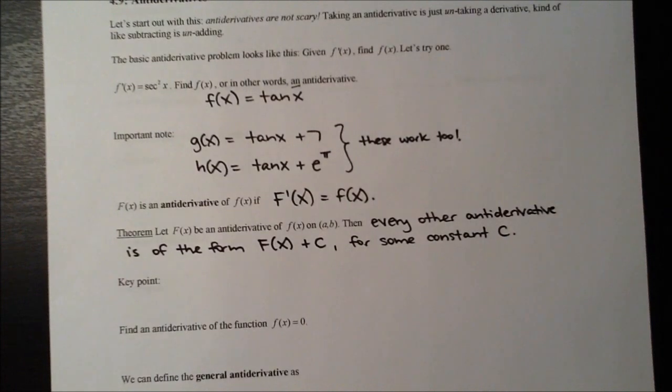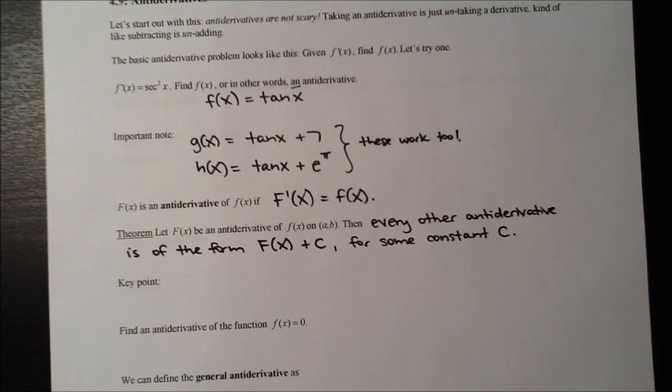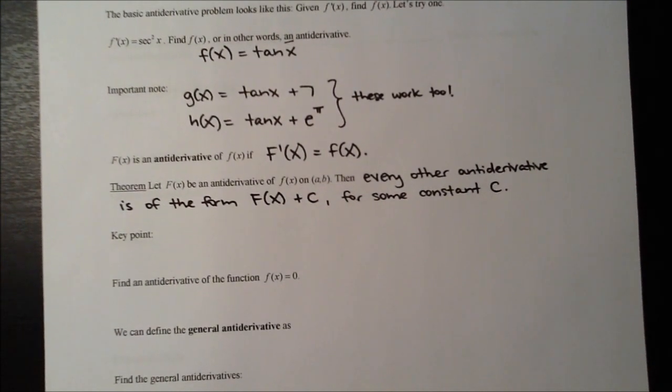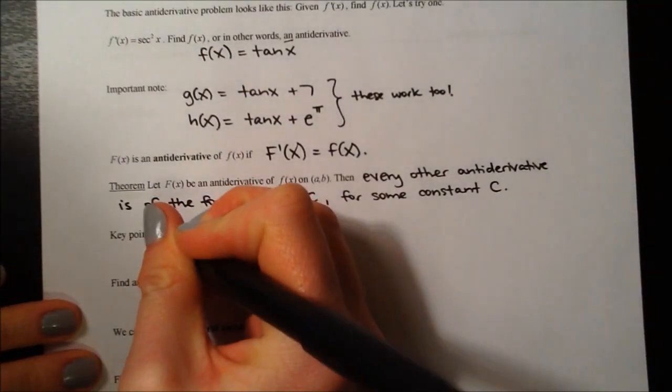So c can be absolutely anything, a boring constant, maybe even a 0. It could be a very creative constant like e to the pi or even more creative. But the key point, and this is very important, antiderivatives are not unique. Okay, that is our key point here.